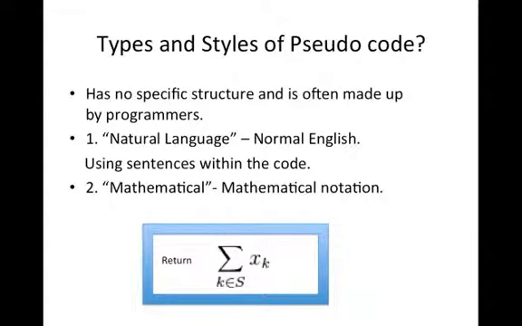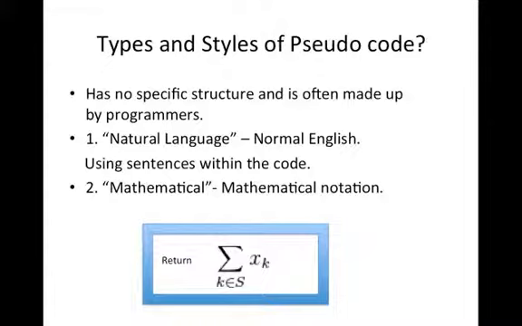There are different types and styles of pseudocode. Pseudocode doesn't have its own systematic standard form. Programmers would generally use their own style and syntax or borrow control structures. There are two types of pseudocode. One is natural language. Natural language is basically using sentences to describe the program in plain English.